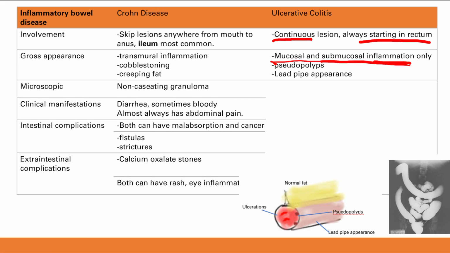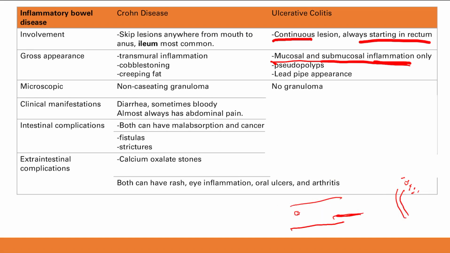You can see pseudopolyps, as you can see in this picture here, which I misspelled. So little outpouchings, soft tissue outpouchings. And you have a lead pipe appearance because you lose the haustra. Normally you have these haustra here, these little bendy lines, but you lose that, so now it looks like a lead pipe. It's completely smooth. Okay. And then the other difference between Crohn's disease and ulcerative colitis is that there is no granuloma.